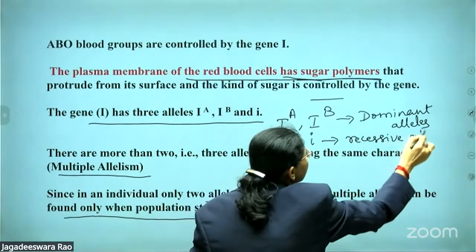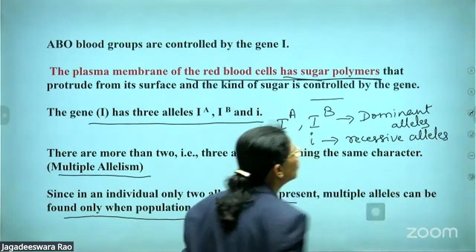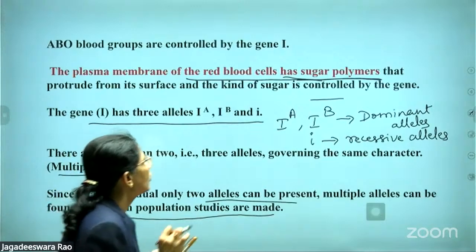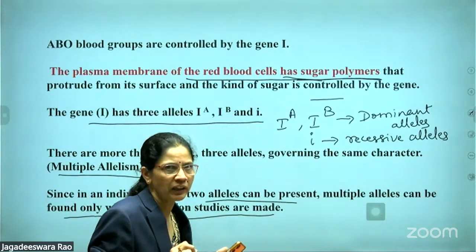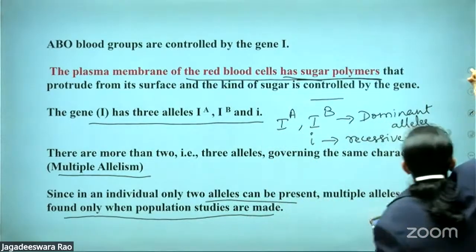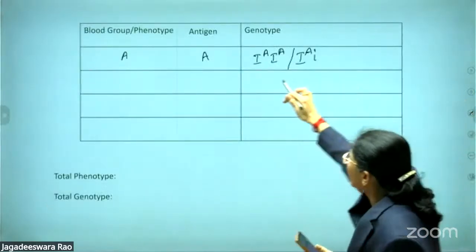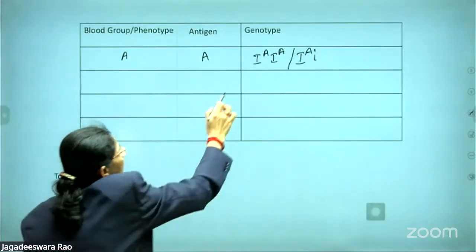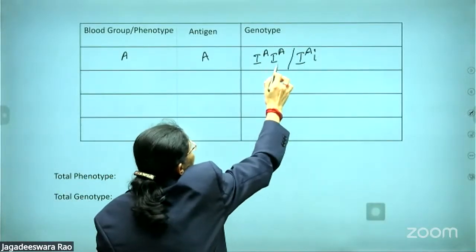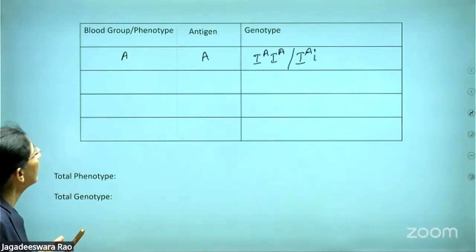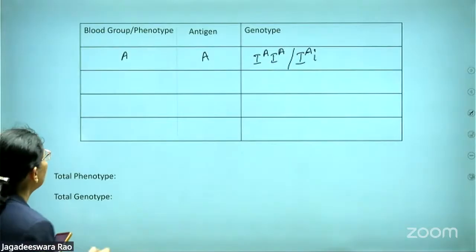Three alleles are there. Out of that, two alleles, IA and IB, are dominant alleles. Small i is a recessive allele, so its presence will not affect the expression of the gene. You have to remember. Here you see capital IA IA or IAi. This is the genotype for blood group A, and blood group B.